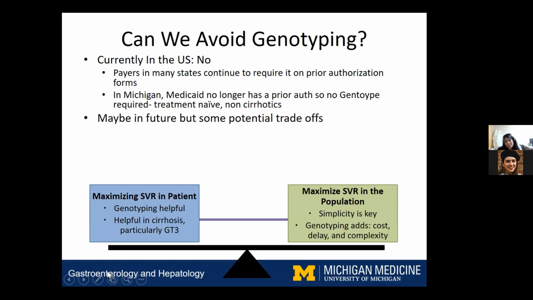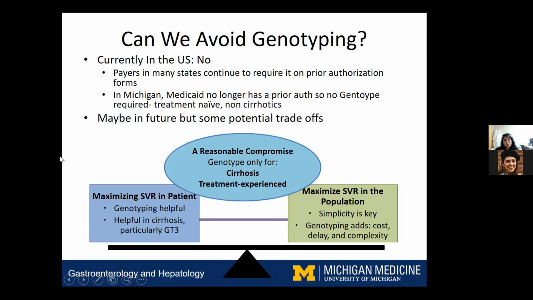The good news is that in Michigan, as of April 1st of 2021, Medicaid no longer has a prior authorization. So technically no genotype test is required. So this is something to think about in patients who are treatment naive and who do not have cirrhosis. And then, I think this landscape is somewhat shifting or changing, and there could be a role to not having to do the genotype as regularly as we have been doing in the future.